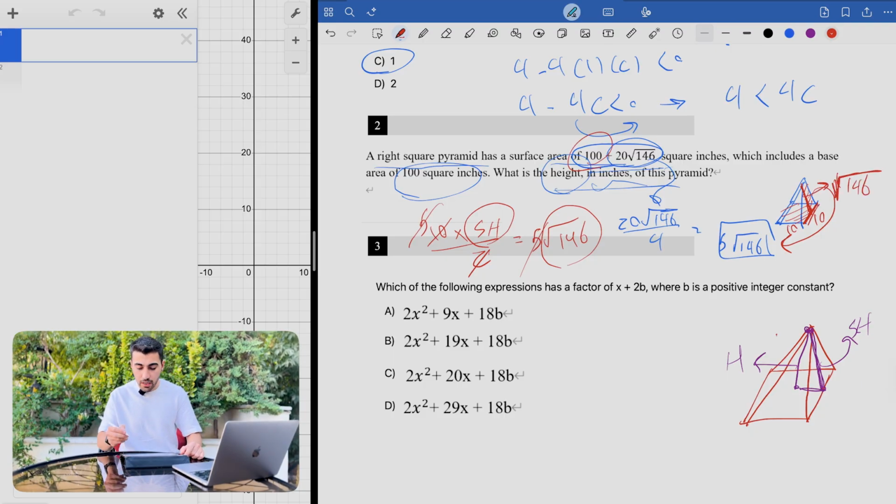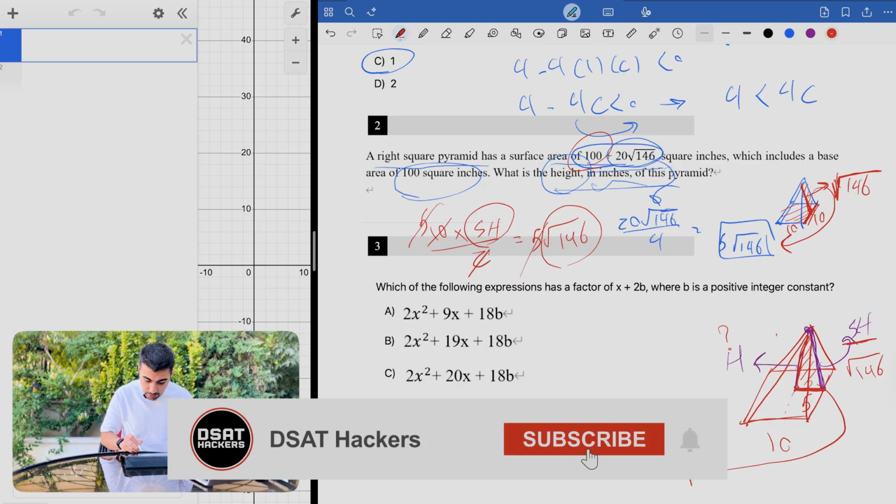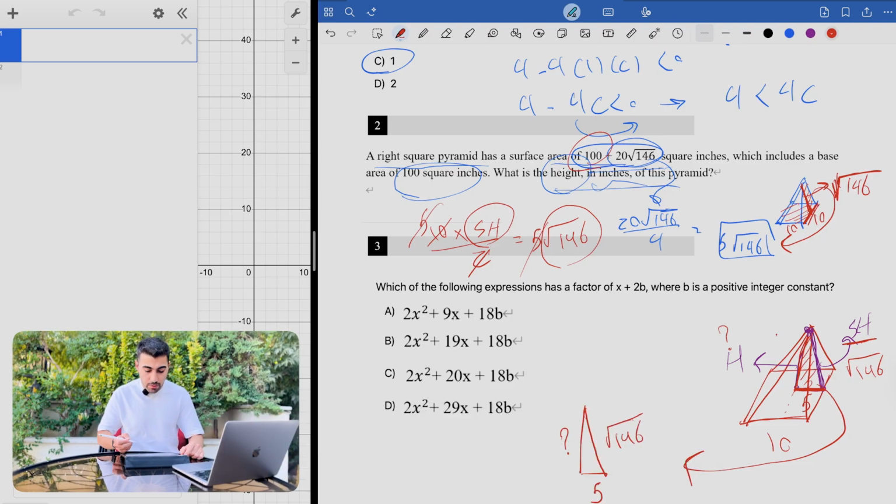Okay, now we need to find the normal height of the pyramid. So this slant height is square root of 146. This is what we're looking for, and we can also know this because we know that this is 10, and from here to here is basically half of that. So this is 5. So if I take this triangle which is inside the pyramid, outside, it's going to look like this. 5 here, this is the height, and this is the square root of 146. By using the Pythagorean theorem, we can find the value of this, right?